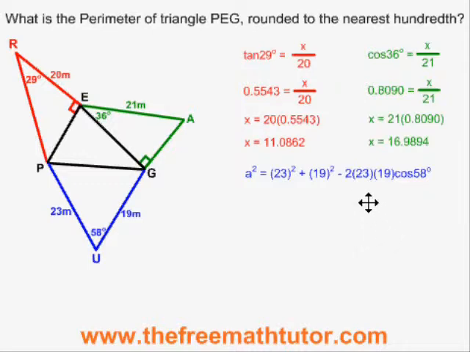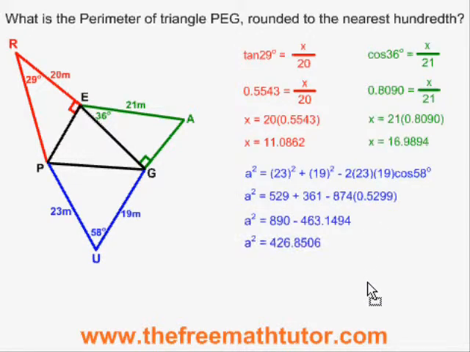The algebra to solve this will look like this. And will result in A equals 20.6604. That is the measure of side PG, again rounded off to 4 decimal places.